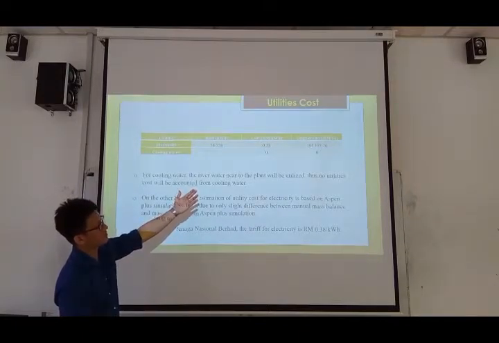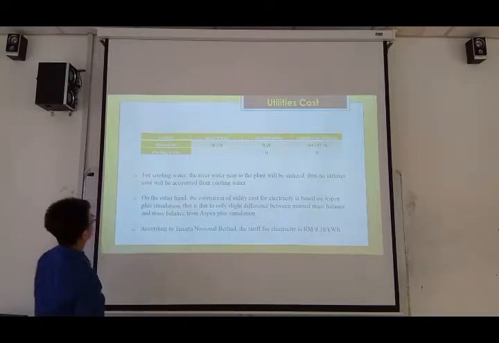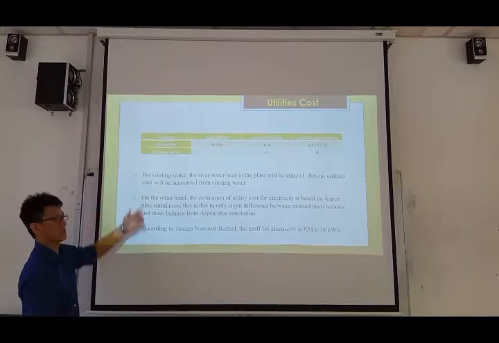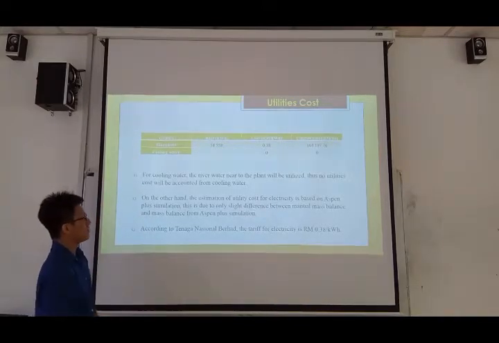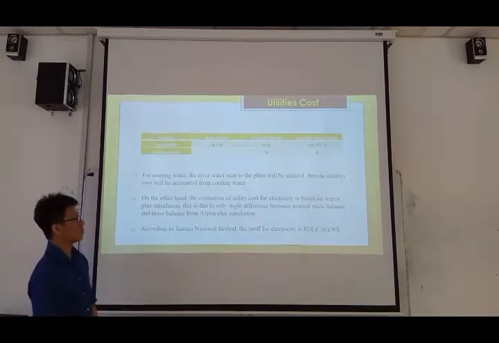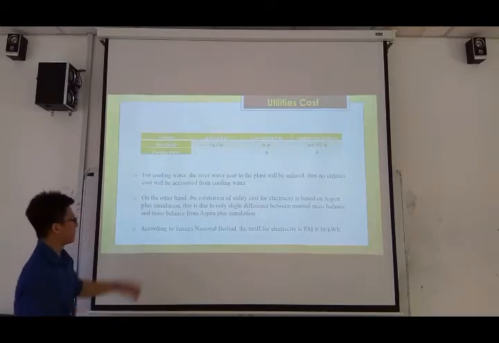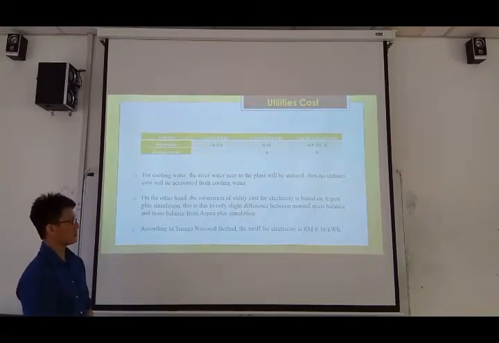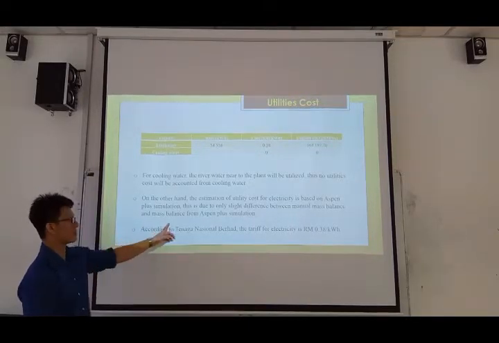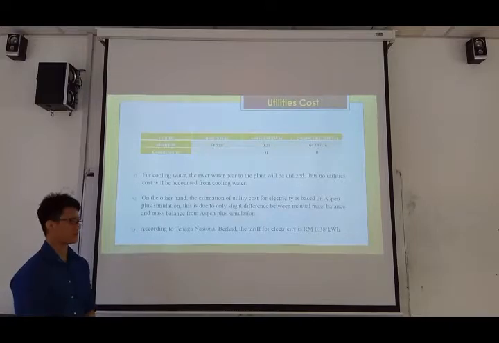164,000 per year. The cooling water in our utilities calculations can be negligible because the river water near the plant is utilized. So there will be no utility cost accounted for cooling water. On the other hand, the estimation of this utility cost for electricity is based on the Aspen Plus simulation because there is only a slight difference between the mass balance and the mass balance from the Aspen Plus simulation.